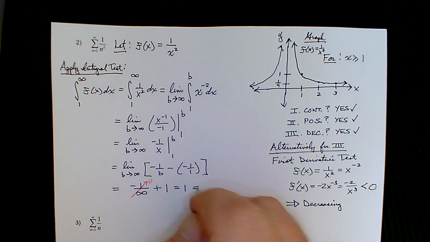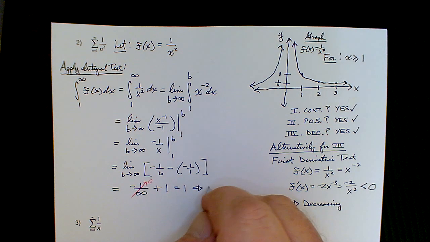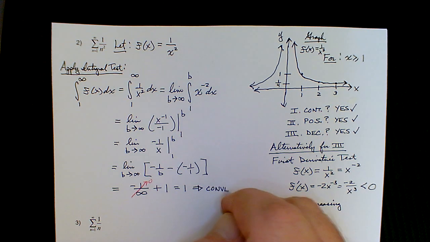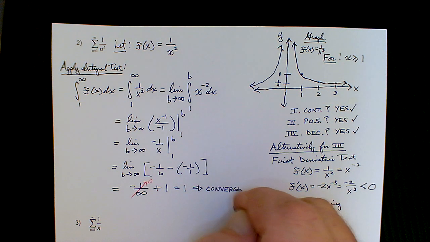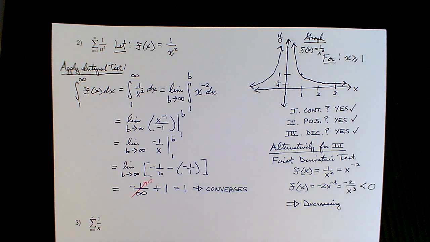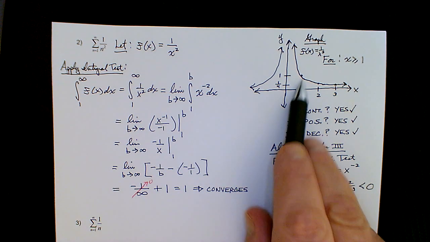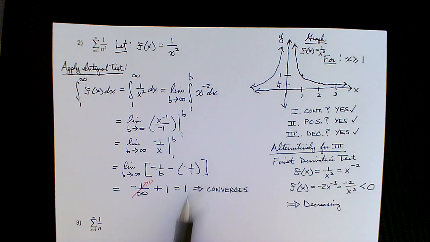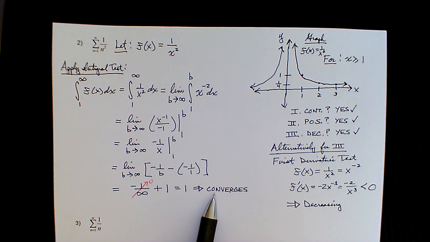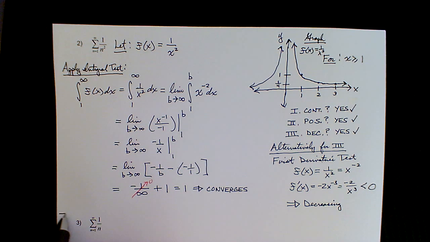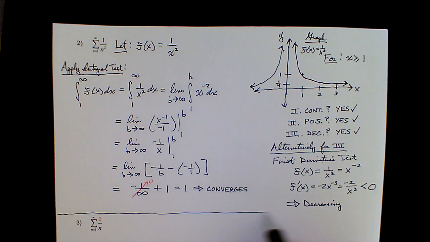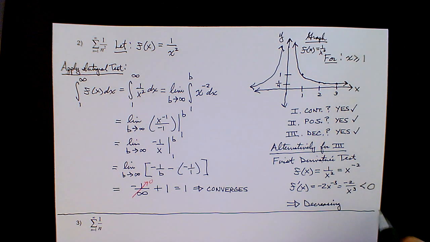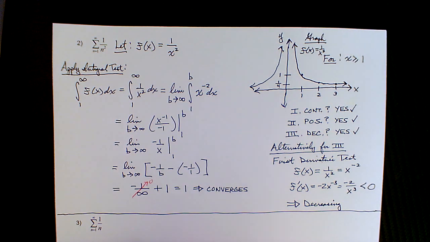So remember, with regards to convergence or divergence, if we get a number, it converges, and if we get infinity, it diverges. So basically it's saying that the area underneath this graph from 1 to infinity is never going to exceed 1 unit. It's going to converge to 1 unit. I'll try to separate this, make it a little more legible.